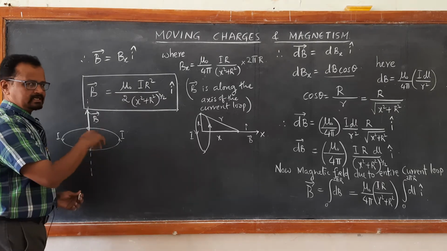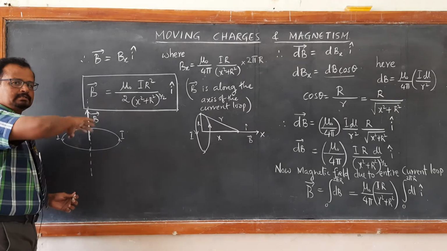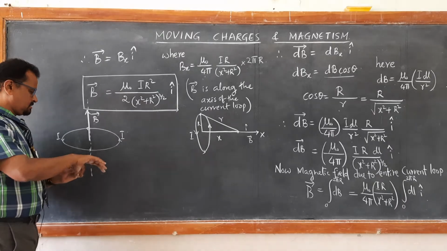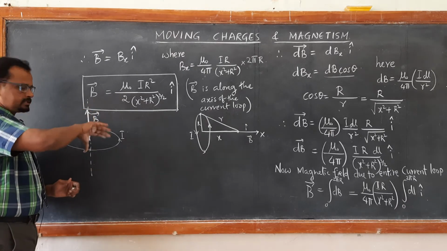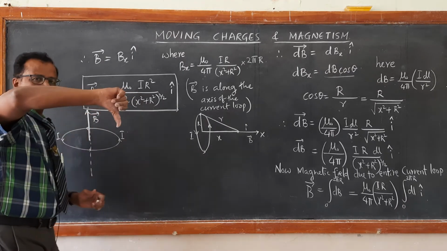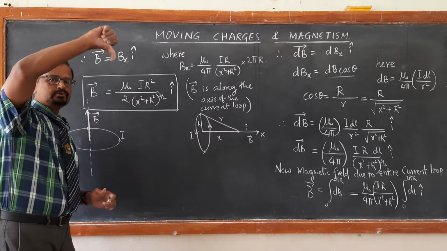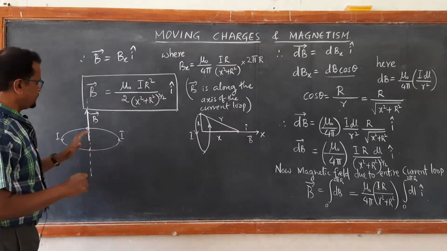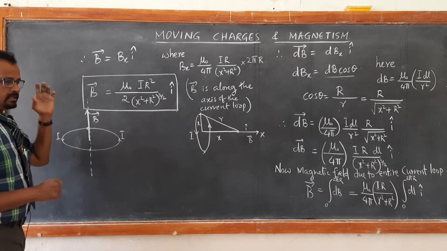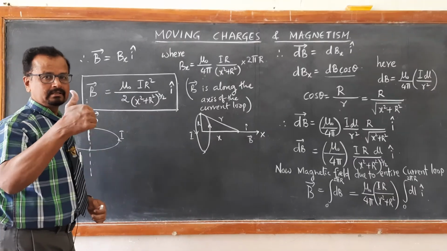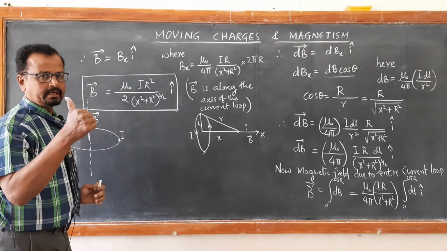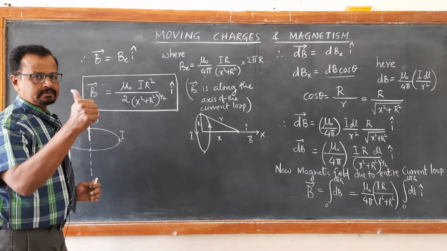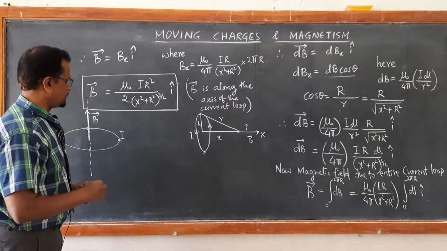If you reverse the direction of current, suppose the current is along the clockwise sense, see the thumb points downwards. If the current is clockwise, the thumb points downwards, that gives you the direction of magnetic field, right. This is how one can use the right hand grip rule.